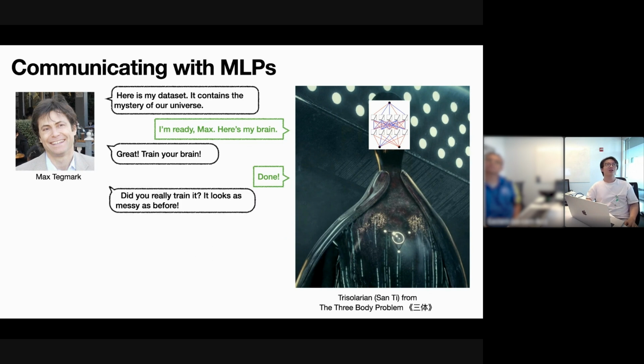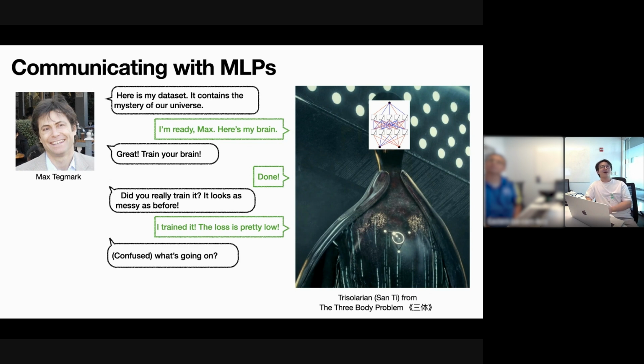Now Max gets a bit confused because it looks exactly the same as at initialization. There are still many messy connections. It looks as messy as the initialization. So can we get anything interesting or meaningful from it? The MLP is like, I actually trained it. The loss is pretty low and it can make reasonable predictions, but it's just that the connections are too complicated.